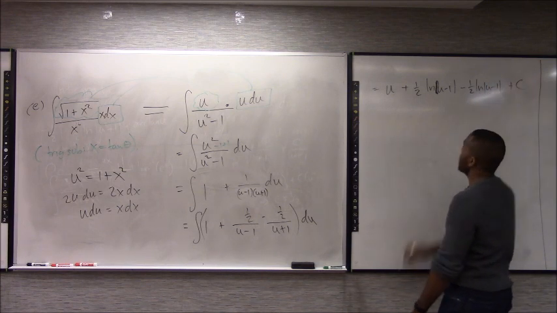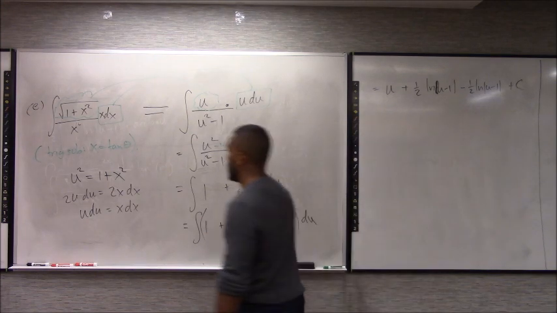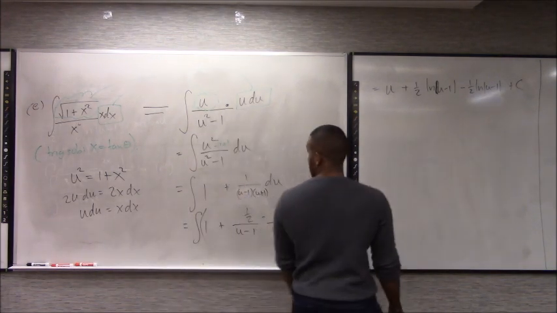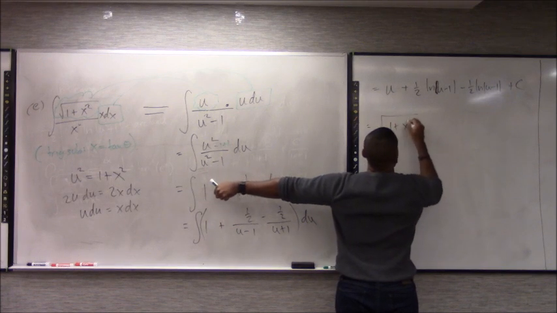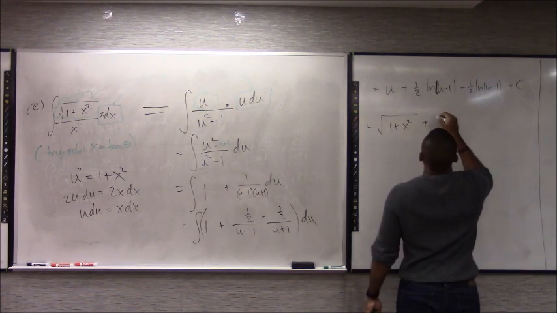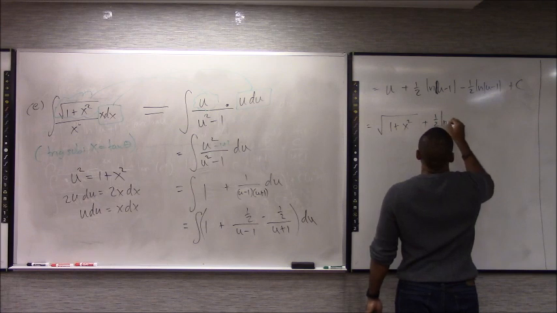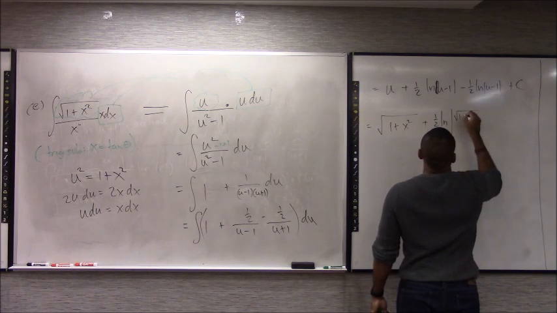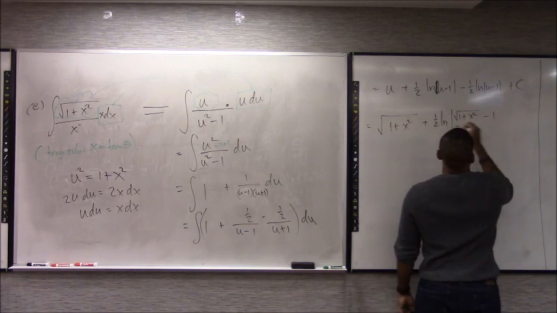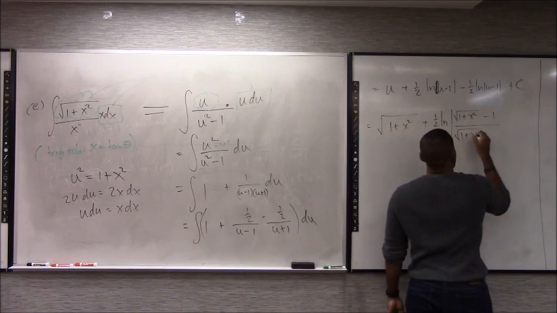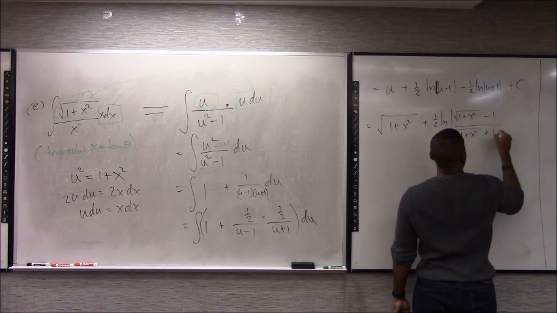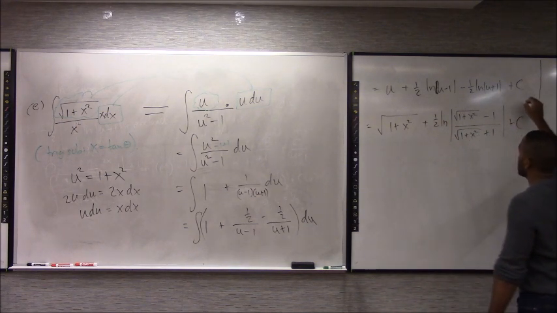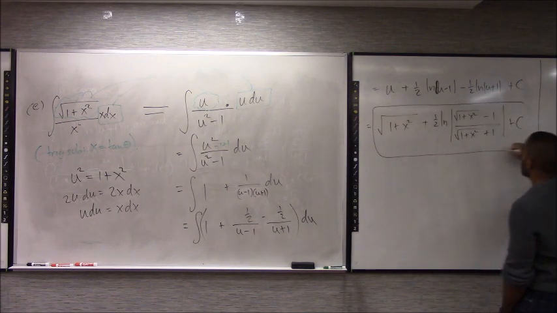Let's see. And my u is actually the square root of 1 plus x squared, plus 1/2 ln square root of 1 plus x squared minus 1 divided by the square root of 1 plus x squared plus 1. Should be, uh, plus, right? Plus 1. What's that?